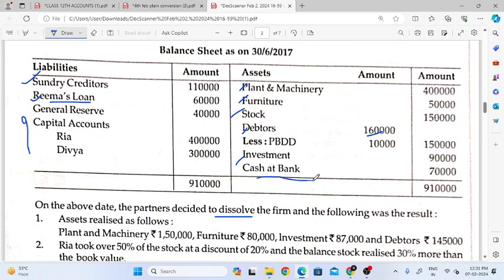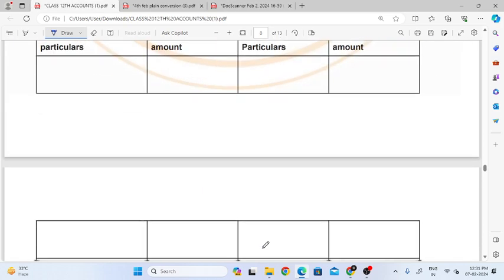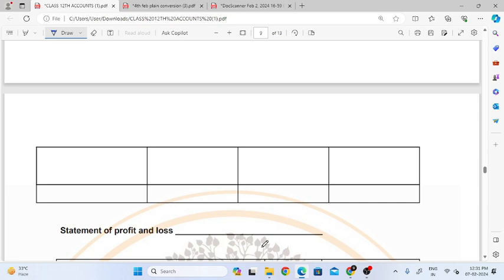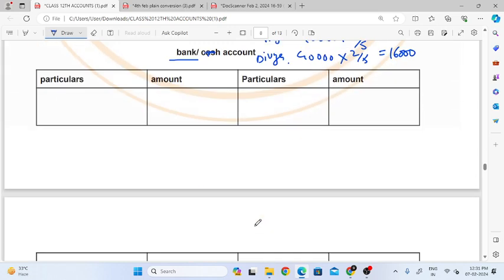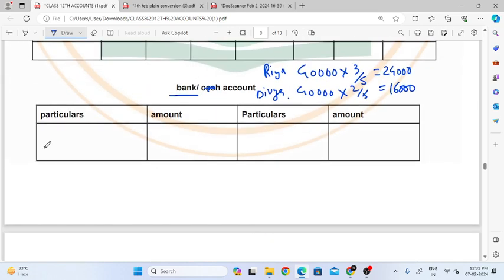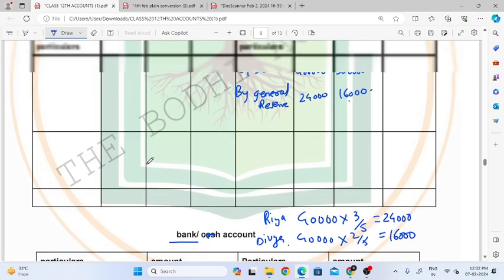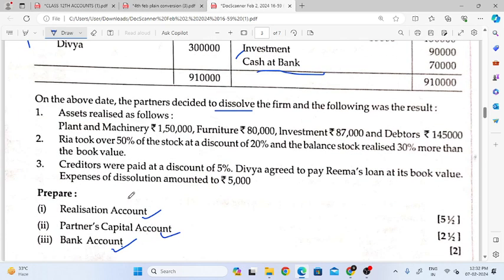Then cash at bank is left from here. So cash at bank we are going to take in the cash or bank account. So here to balance brought down, how much is the cash at bank balance? It is 70,000. So 70,000 we are going to take it over here. Then we have to come to the adjustment.